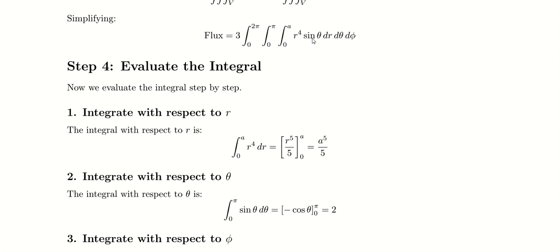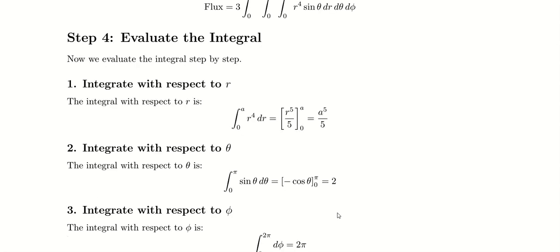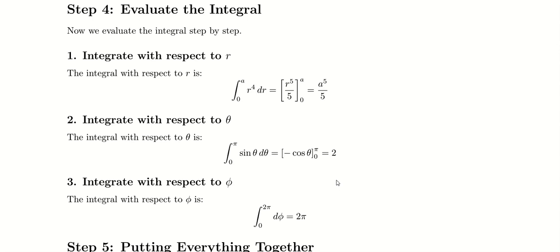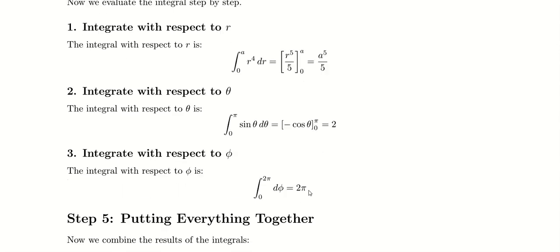And now we want to integrate sin θ. That's just negative cos θ from 0 to pi. What you get is 2. Then you integrate 1 dφ from 0 to 2 pi, you get 2 pi.